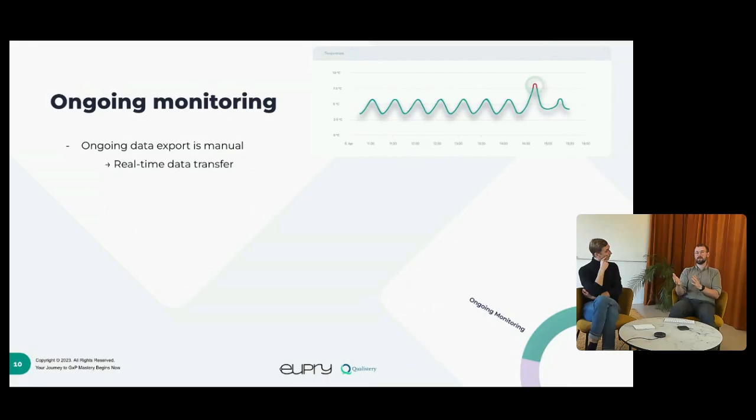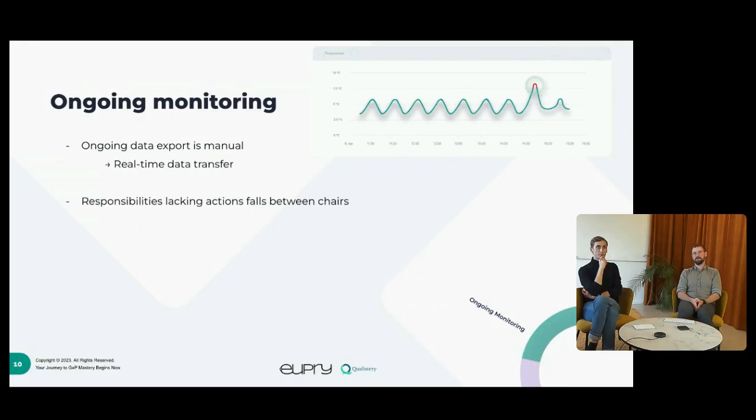Having real-time data transfer, now I know it's the same as in the validation, but having it in real time in terms of being able to get the data out of the loggers, that's a huge point. We've seen several cases with customers having full-time positions only set for exporting data.